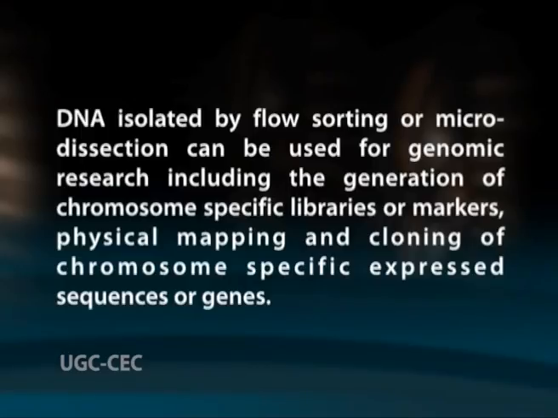It is very rapid, is less difficult to handle and involves direct PCR amplification of DNA contained in microdissected fragments with a universal primer composed of a mixture of oligonucleotide sequences that lacks complementarity to the target template sequences. DNA isolated by flow sorting or microdissection can be used for genomic research, including the generation of chromosome-specific libraries or markers, physical mapping, and cloning of chromosome-specific expressed sequences or genes.